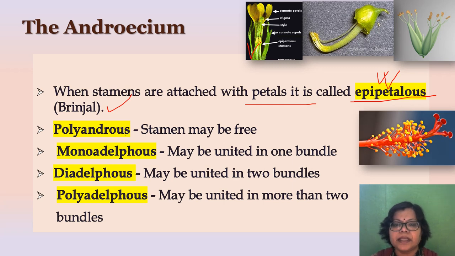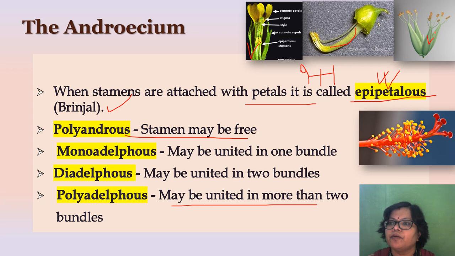Polyandrous, many stamens and all stamens free from each other, then it is called polyandrous. Monadelphous, that is many stamens and they are united to form one bundle. Here you see all are united. Diadelphous, that is united into 2 bundles, we find in Clitoria, pea. Here actually we find a 9 plus 1 arrangement. That is 9 are united and 1 is separate, so in 2 bundles. Polyadelphous, that is united to form more than 1 bundle. Example, citrus, more than 1 bundles are formed.